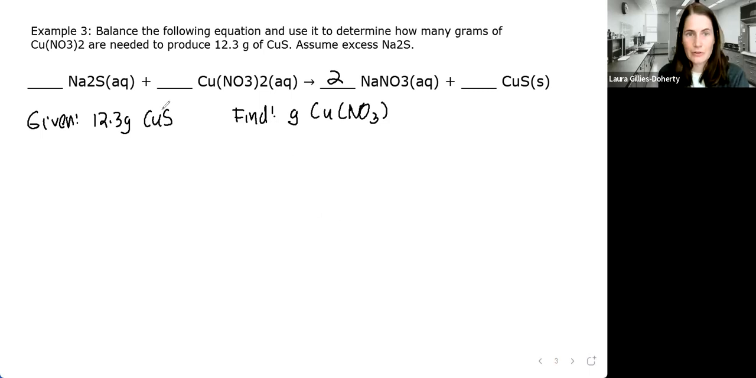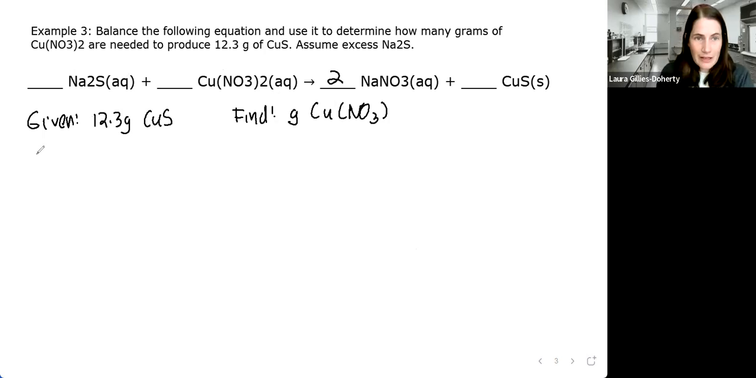We want to make 12.3 grams of our product, copper 2 sulfide. How much copper 2 nitrate do we need in order to produce this much product? And we can assume there's more than enough of the other reactant. Thinking back to the pancake example, that's like if we wanted to make 20 pancakes and we had only 2 eggs, but 50 pounds of flour and 5 pounds of baking soda, right? More than enough of the other ingredients. We just need to focus on the eggs since they're going to be what limits how much we can make.